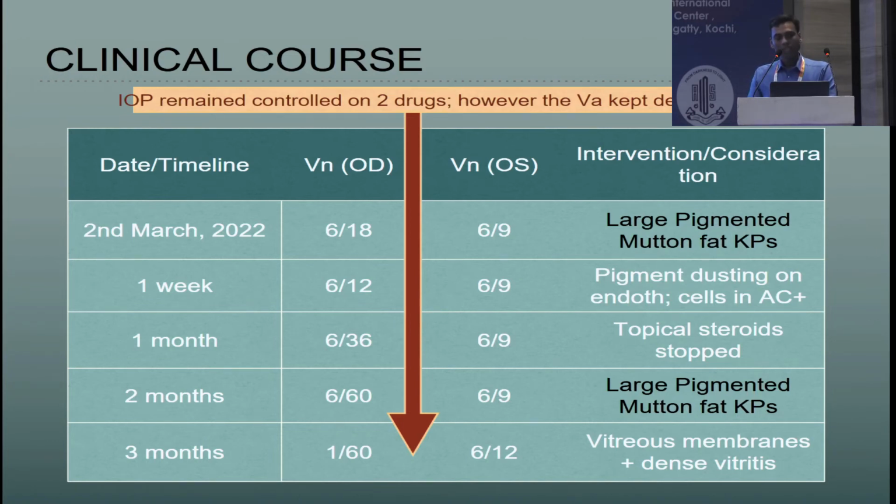So we initially gave the patient some time because we didn't want to rush, and because the patient had received multiple treatments. However, as we observed, the patient started deteriorating and the vision dropped from 6/18 to 1/60, and she also developed mutton fat KPs and dense vitreous membranes, which increased over time.